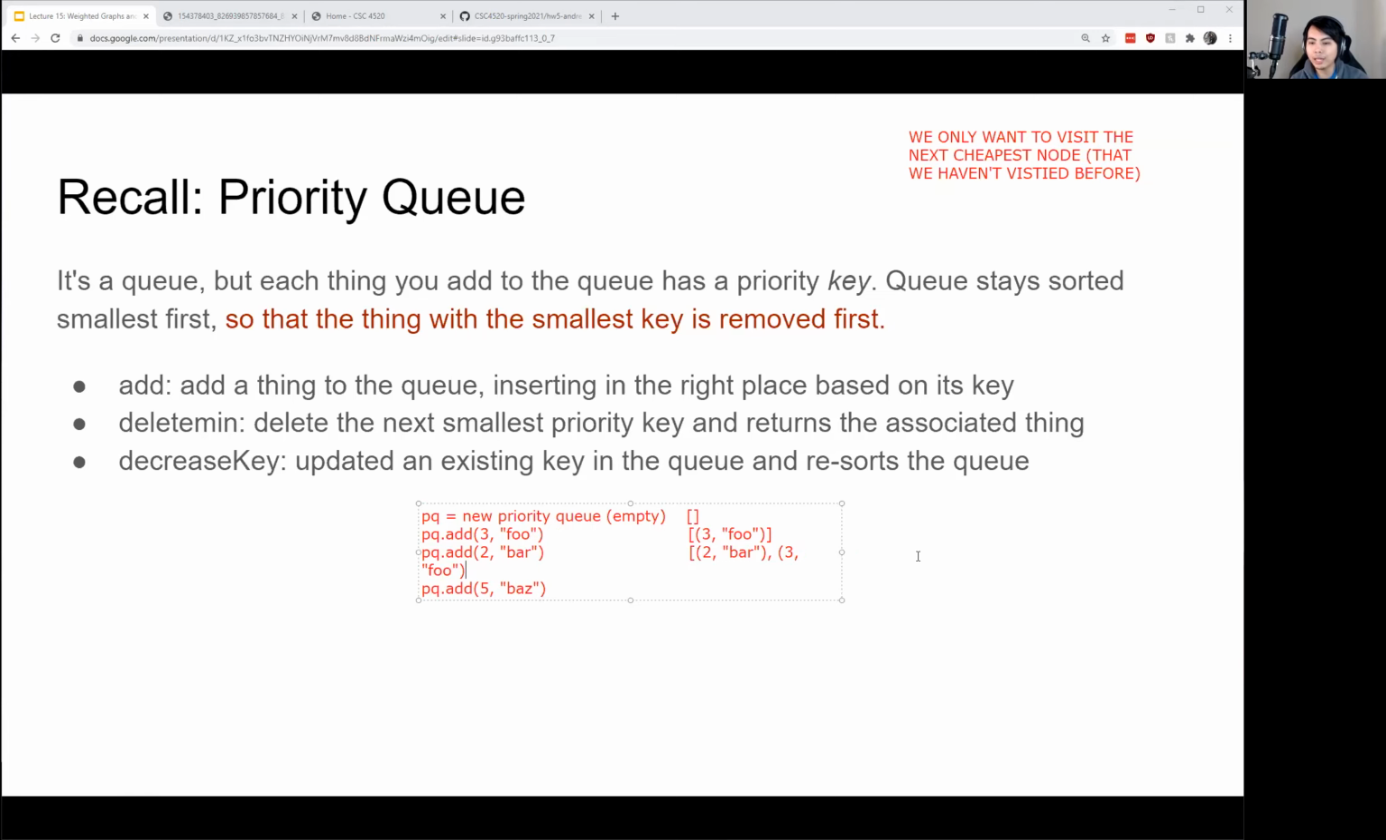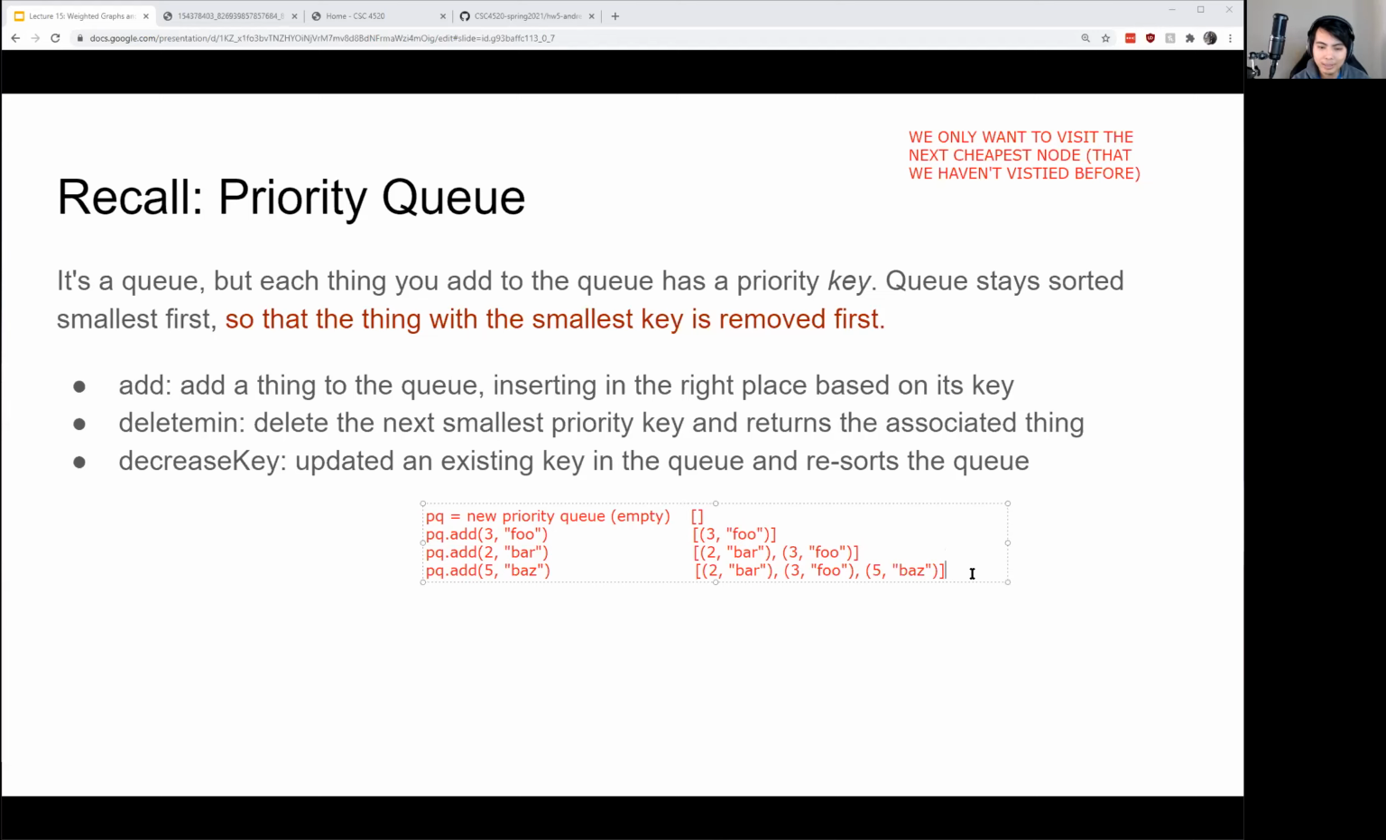If you feel like you understand the idea that this stays sorted, then what happens when we add 5 comma baz? Go ahead and take 5 seconds and then type it into chat once you have it. Does it go to the left? Does it go in index 0, index 1, or index 2? If we're adding 5 comma baz here, type it in chat if you have it. It should be the rightmost, so index 2. So we have 2 comma bar, which is here from before. We have 3 comma foo, and then we have lastly 5 comma baz. Okay.